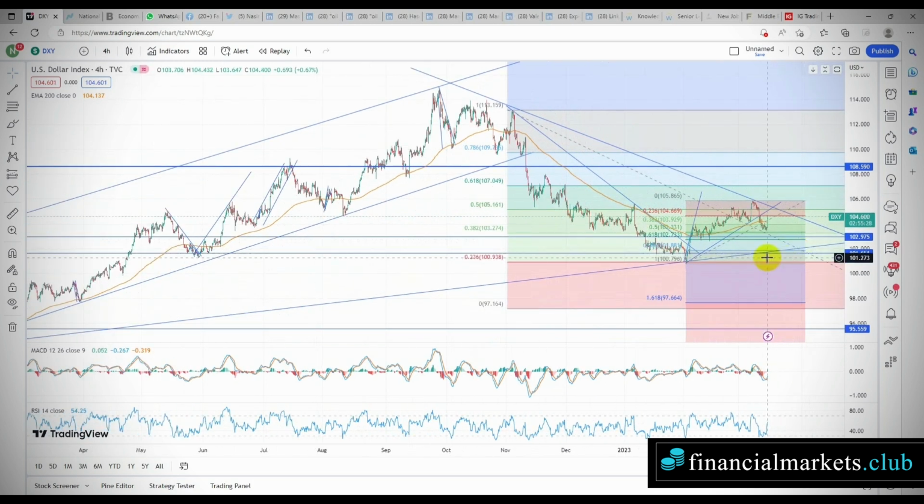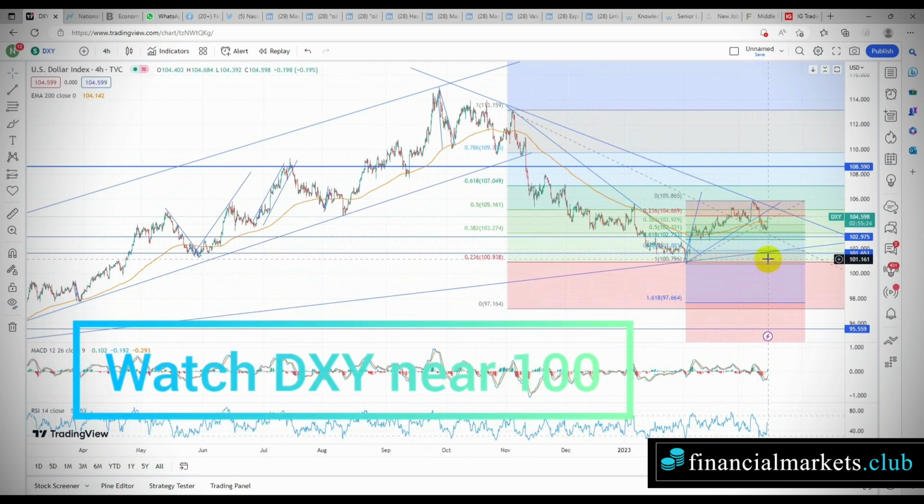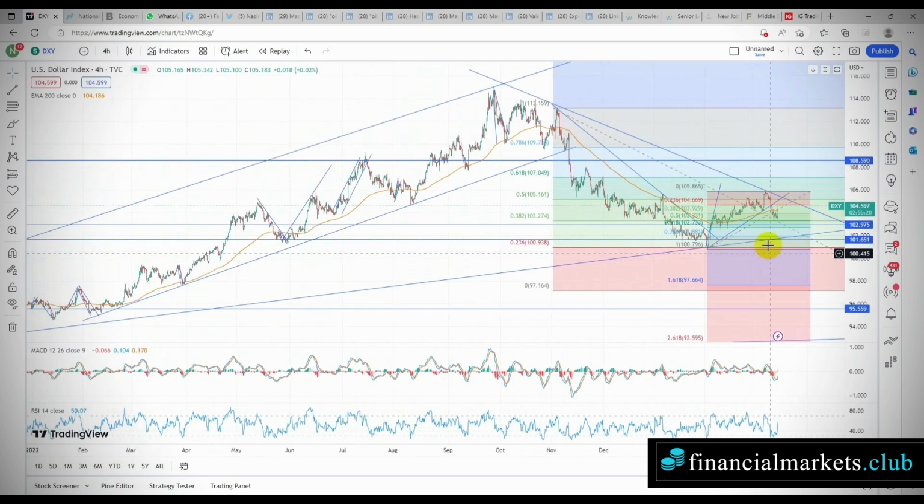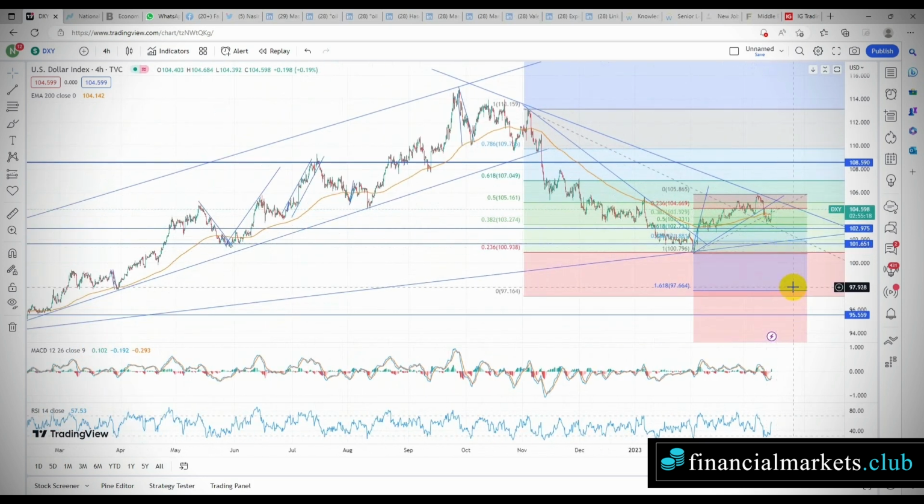So let's watch the DXY index come down to around the 101-ish level and see if we get any sign of stopping here, or if we get a sign that this is going to continue down to around the 98 level, and then we'll be able to see what's likely to happen next. So there you go, guys. That's my take on the market.